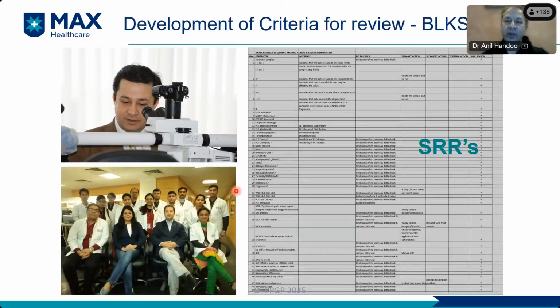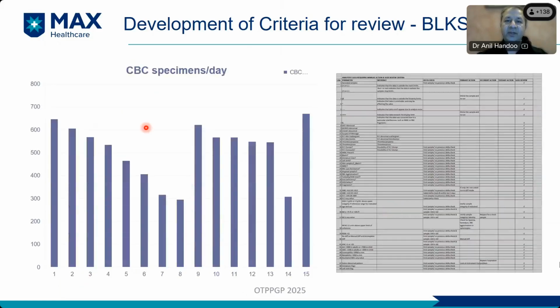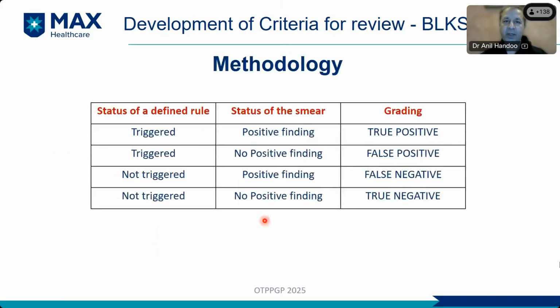So what did we do in our center? This was the team who actually helped us to sit down. And of course, a smart man like me had a lot of hair at that point of time on my head. And we looked at so many rules. We defined these slide review rules. Again, this had come as a part of our non-conformity, which I already told you. And these were the number of specimens at that point of time that we were doing. We took one whole week's samples and looked at how the rule was working.